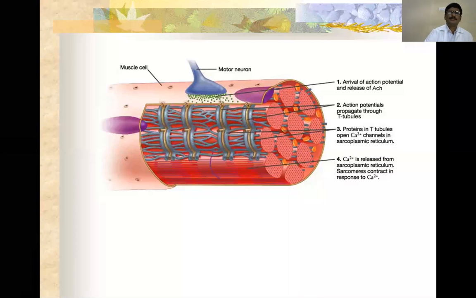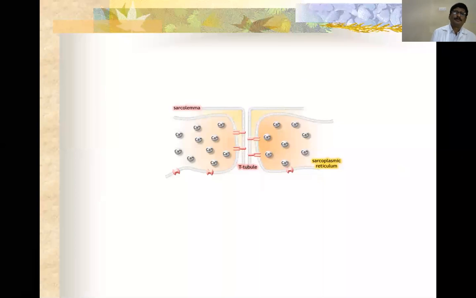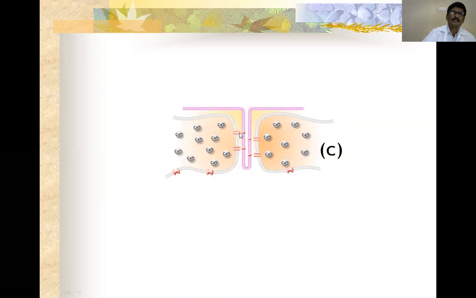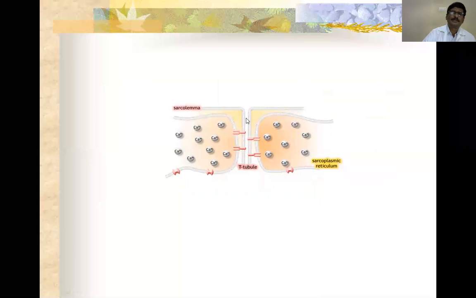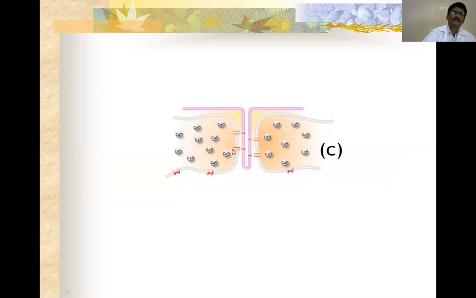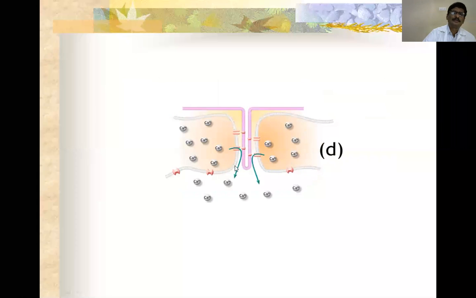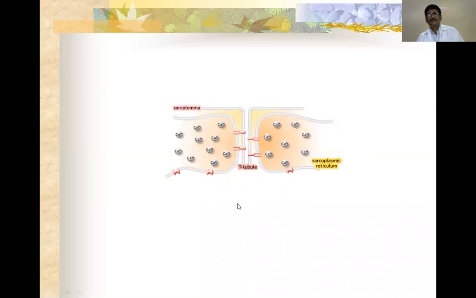So that's what happens: calcium levels become higher. You can see what happens on arrival of the impulse. This is the dihydropyridine channel. This is the ryanodine channel, and that's the outpouring of calcium. Arrival of impulse, opening of the dihydropyridine channel, then the ryanodine channel, and so there is outpouring of calcium. This is the sequence which happens.